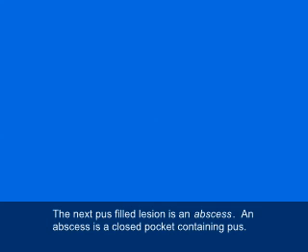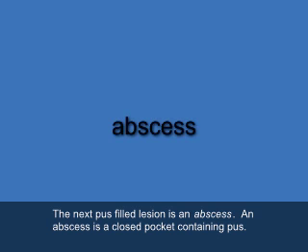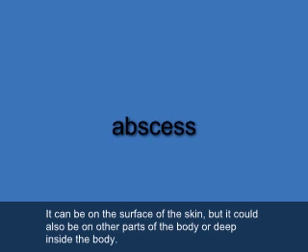The next pus-filled lesion is an abscess. An abscess is a closed pocket containing pus. It can be on the surface of the skin, but it could also be on other parts of the body or deep inside the body.